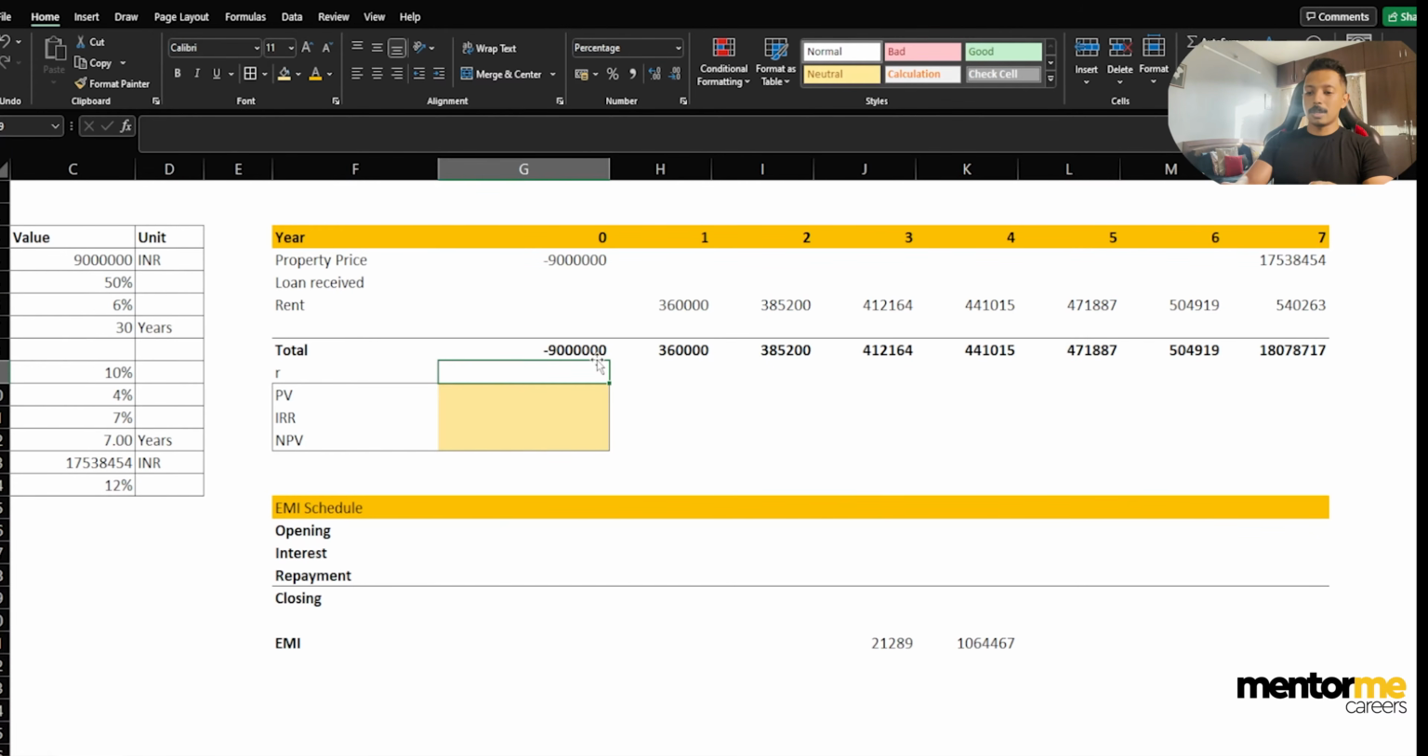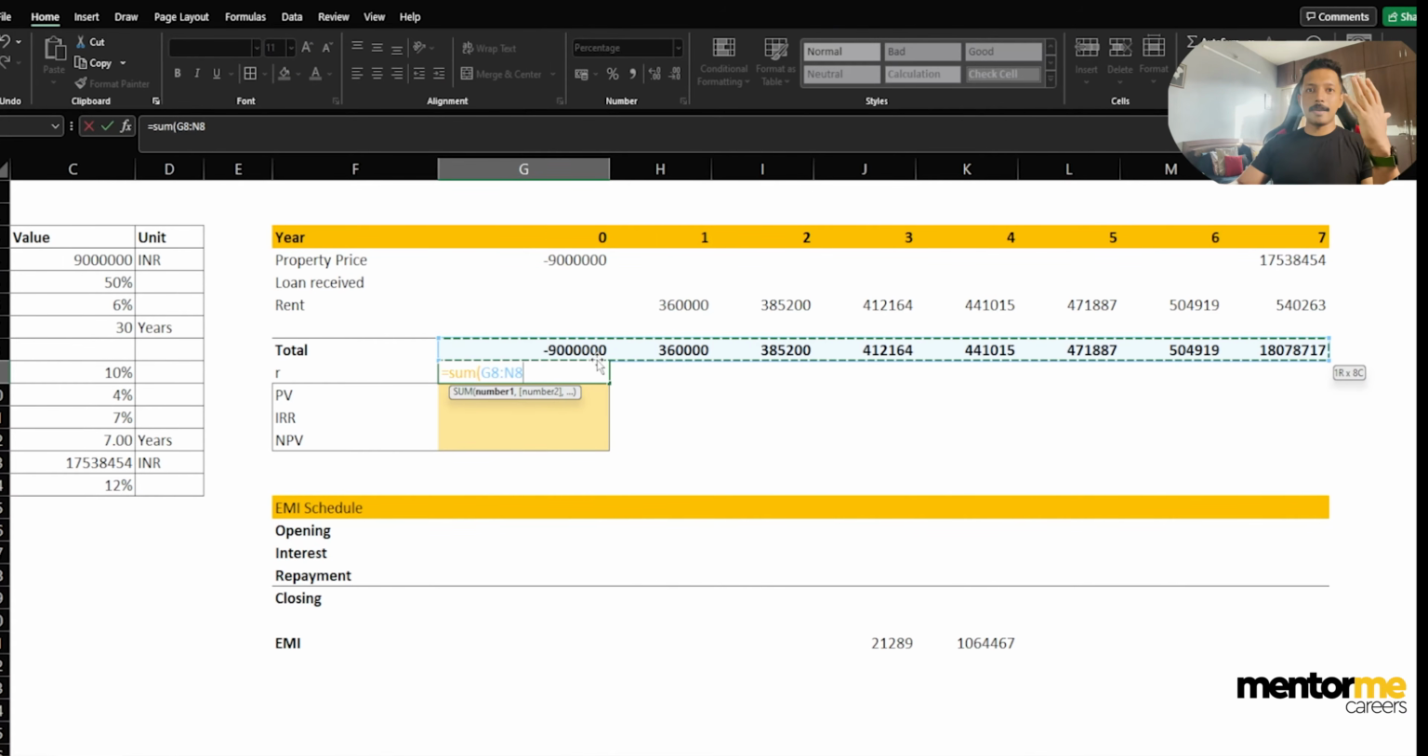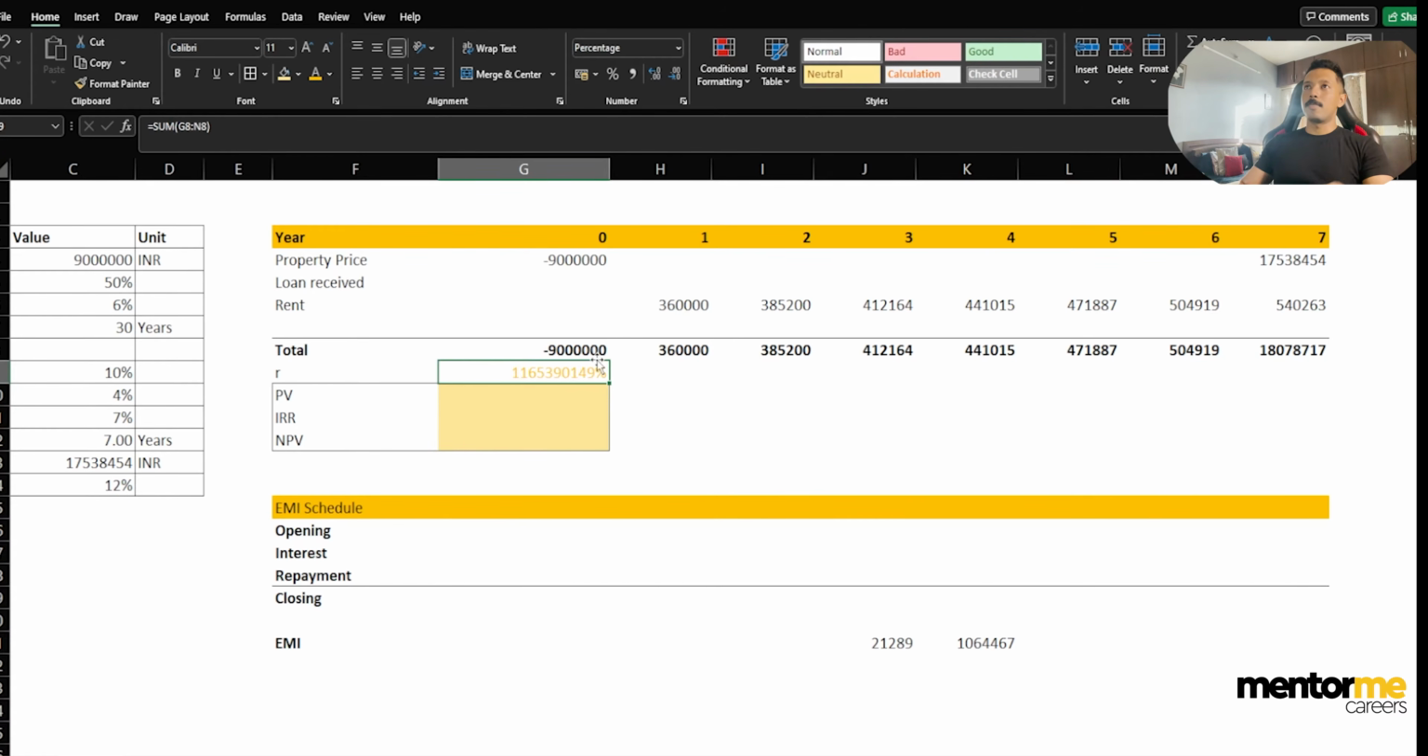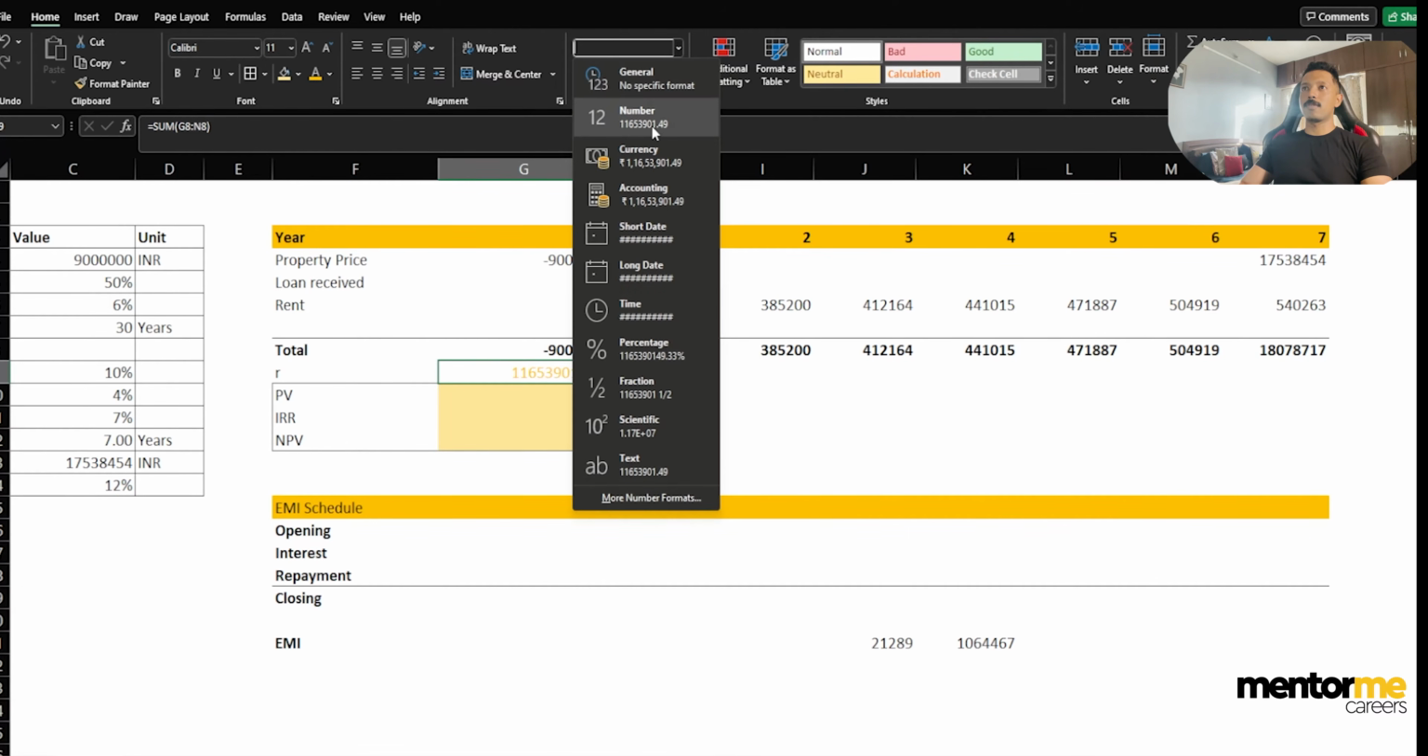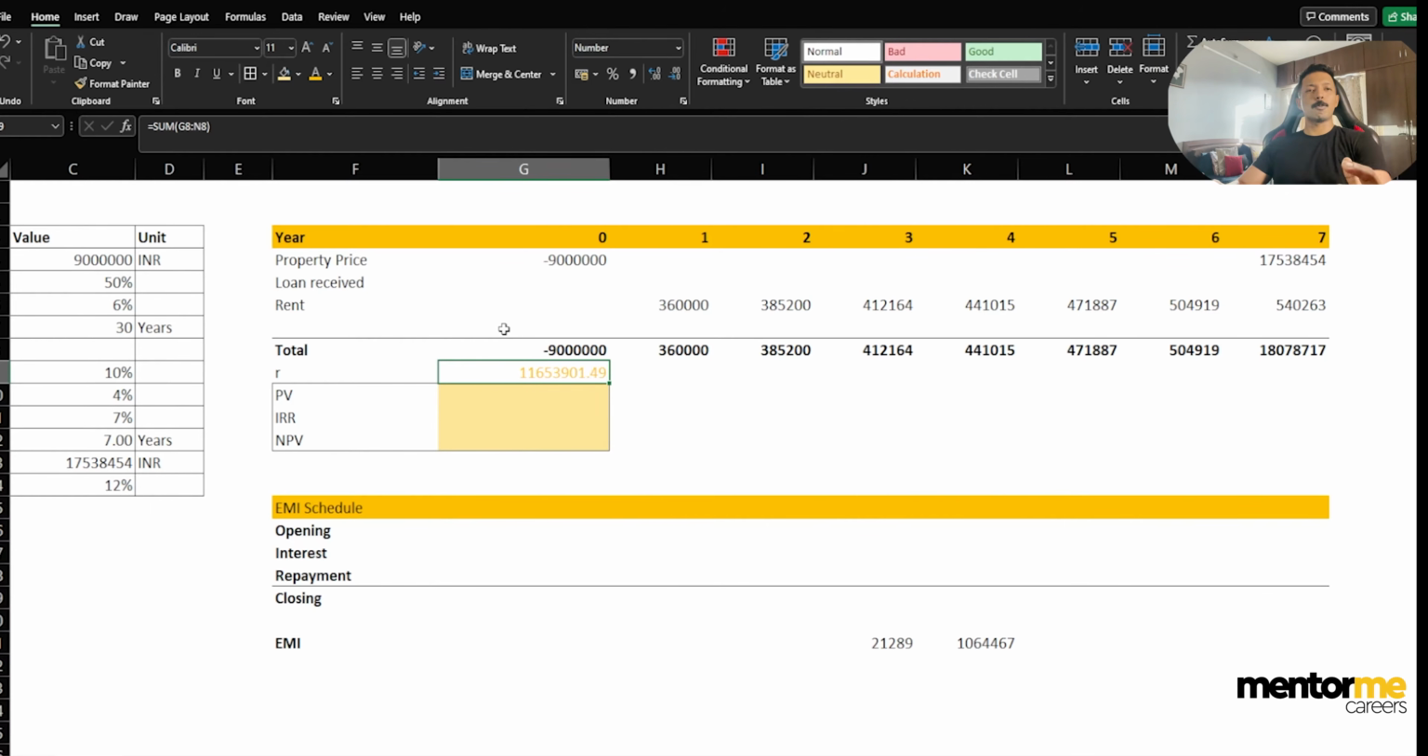Let's just add everything up and see how much we make. And this gives a very big number of, let's say, 1.16 crores. But this has really no meaning, because a bird in hand is worth more than the bird in the bush. And the bush is basically these years going forward. The value of money keeps on dropping as we go across years, because of course there's inflation every year, which decreases the value of money.